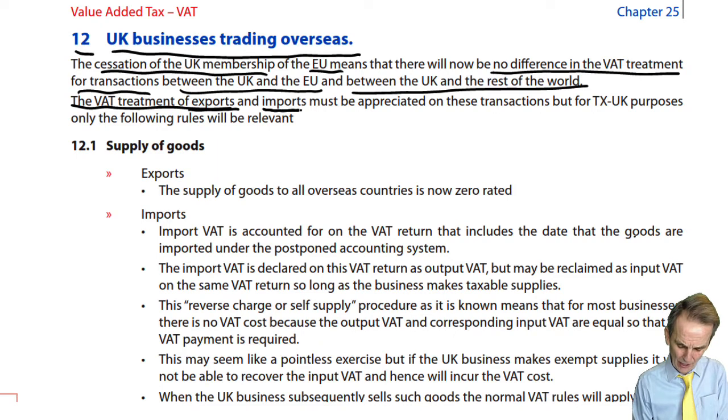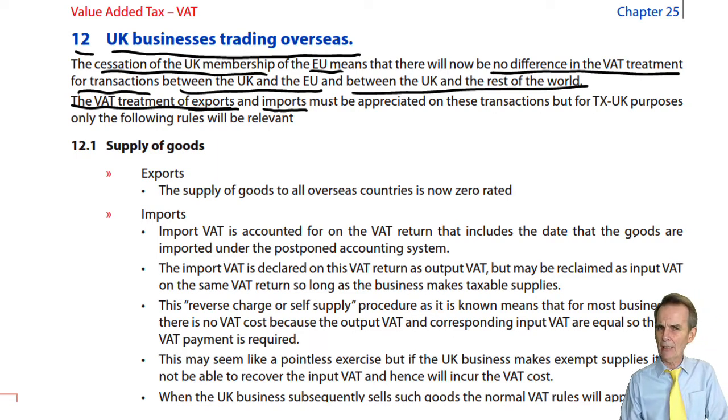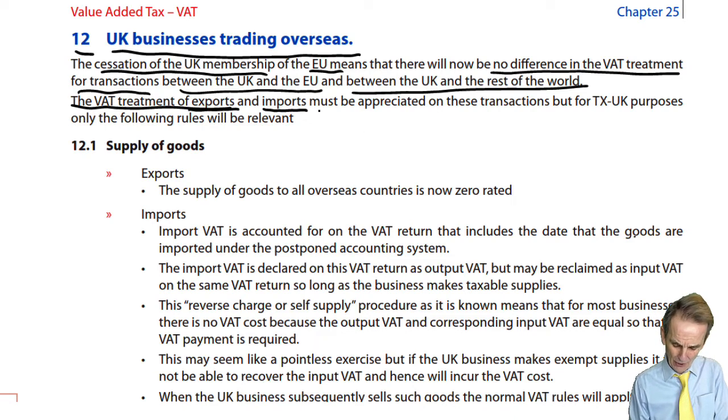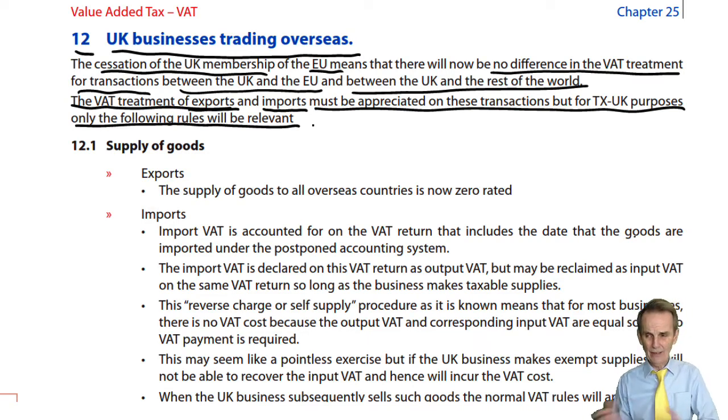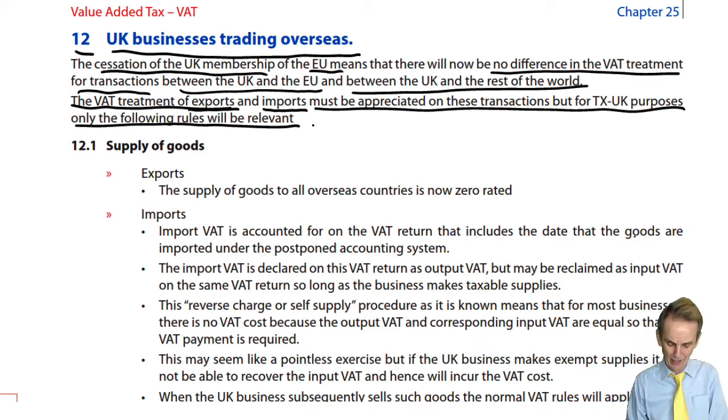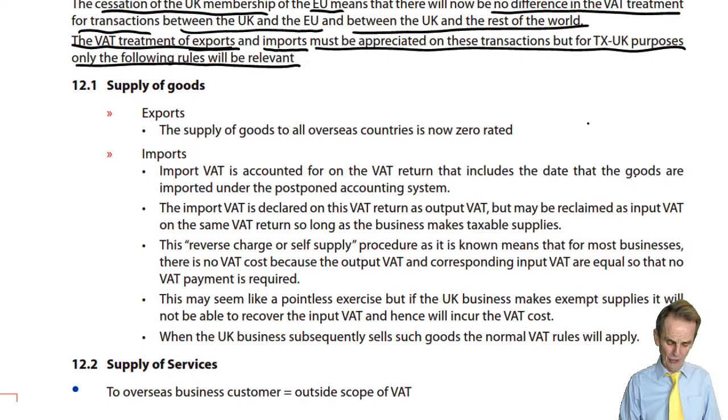How do we deal with the VAT treatment on those sales to overseas customers? And then in relation to imports, what impact does that have on the VAT system when we're buying in from an overseas supplier? So those issues must be appreciated on these transactions, but for Tax UK purposes, only the following rules would be relevant. So we just need to know the basic rules. There are different exceptions, indeed, many of them, within the real life scenarios. So this is just the general overall system.